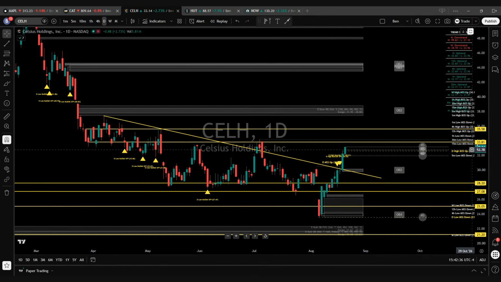For me, you have $33.81. Ton of resistance in this area. I know there are no order blocks, but you have this high pivot point right here that's going to act as additional resistance.